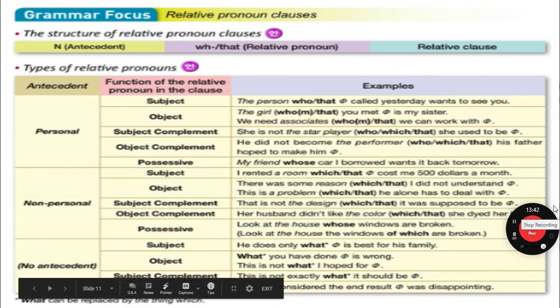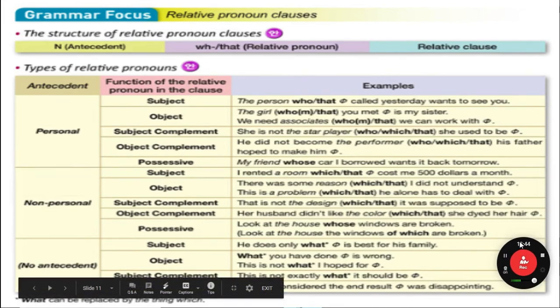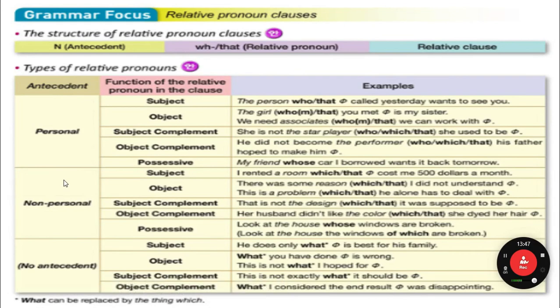Okay, object complement. Her husband didn't like the color that she dyed her hair. We usually don't say which, but you can use that here. All right, possessive. Look at the house whose windows are broken. Now, the house owns the windows. The windows are part of the house, so we're using whose.